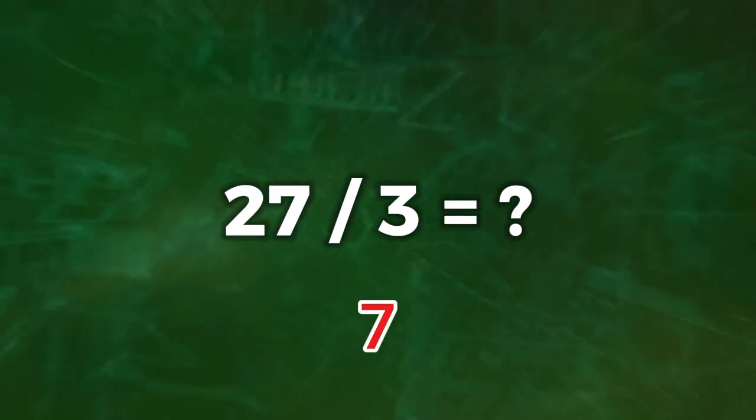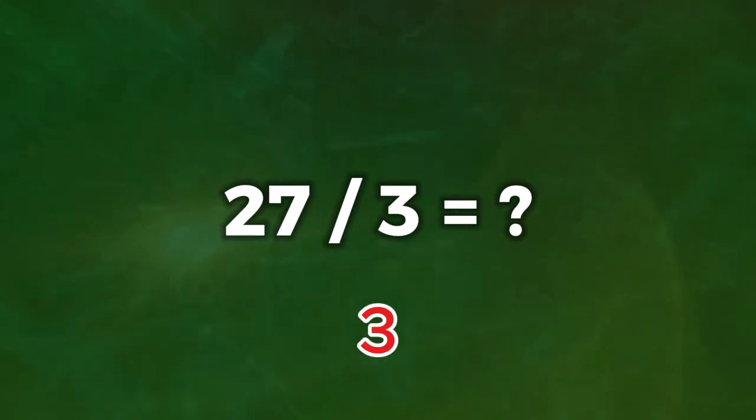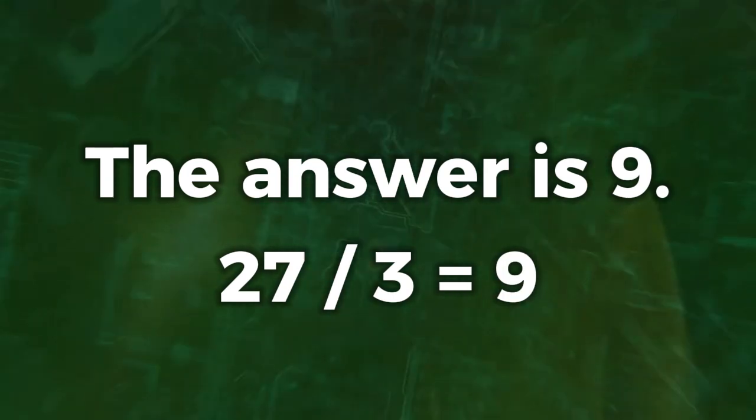Now, for the last one. What is 27 divided by 3? The answer is 9. 27 divided by 3 is equal to 9.